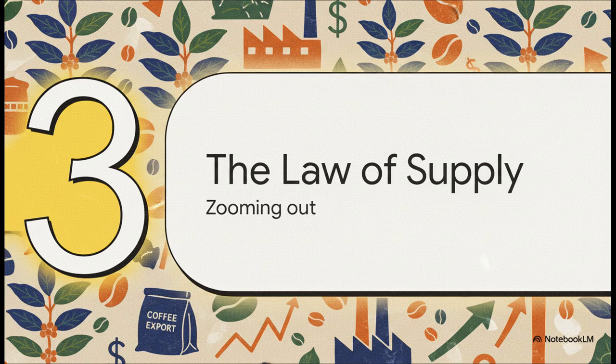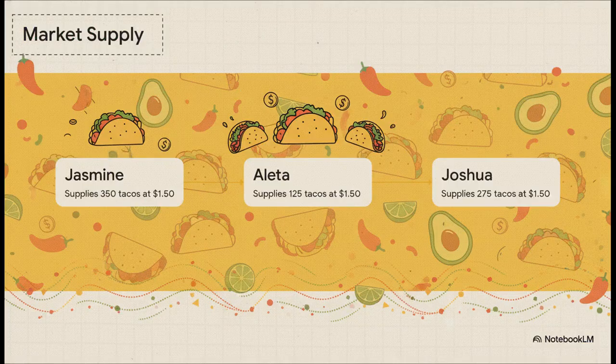Next up, Section 3, the law of supply. Let's zoom out a bit to see what happens when multiple producers interact. Now, in the real world, markets obviously have way more than just one producer. To find the overall market supply, you literally just add up the individual quantities from all the competing producers at a given price. Let's shift gears to a taco market. If tacos are selling for $1.50, maybe Jasmine supplies 350, Ilita supplies 125, and Joshua supplies 275. You add those all together and your total market supply is 750 tacos per week.